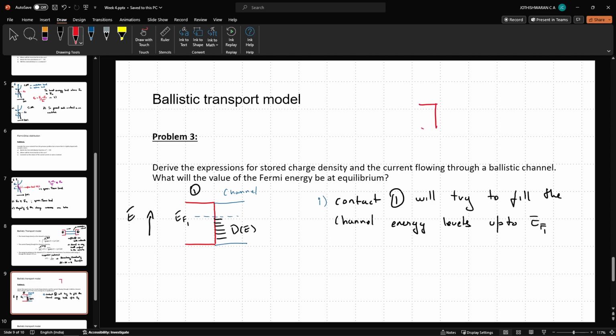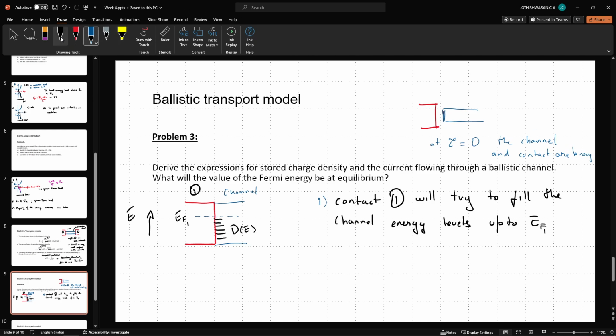So the initial situation is the channel is over here and the contact is over here, and at tau, I'm going to use tau for time, tau equal to 0, the channel and contact are brought together. Okay, so this is our initial condition.